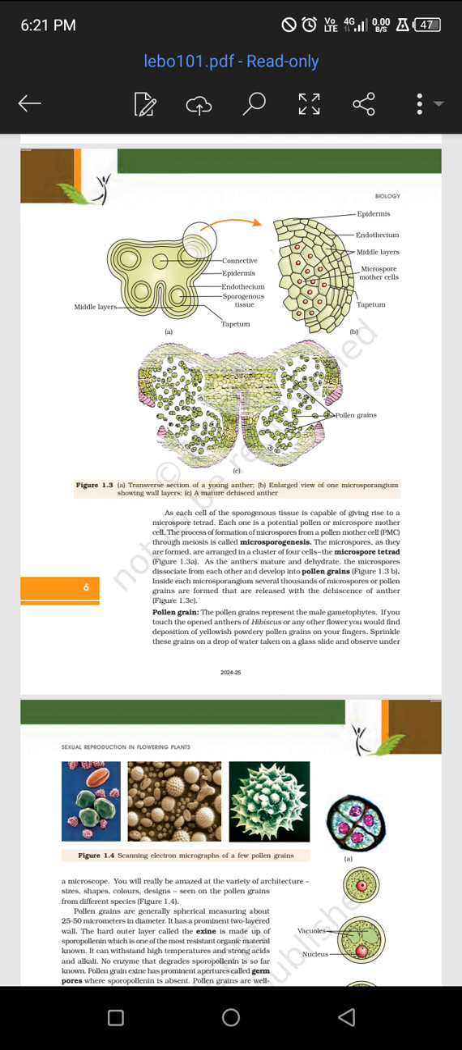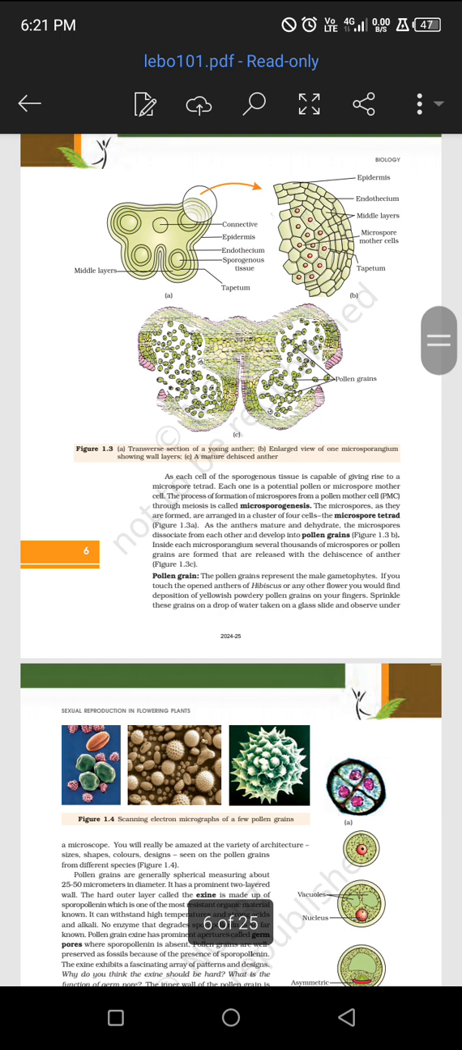Okay, highlighted. The microspores, as they are formed, are arranged in a cluster of four, the microspore tetrad. As the anther matures and dehydrates, the microspores dissociate from each other and develop into pollen grains. Inside each microsporangium, several thousands of microspores or pollen grains are formed that are released with the dehiscence of the anther.